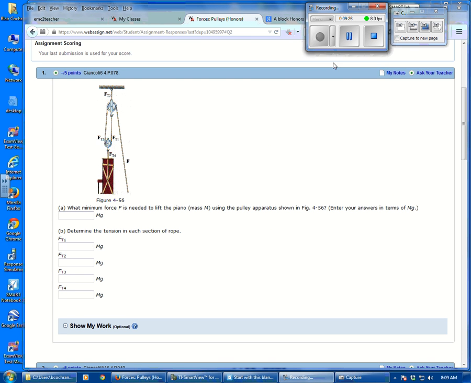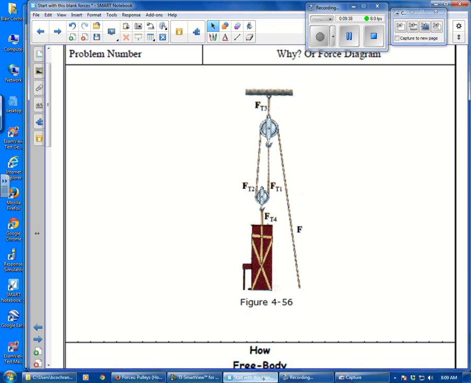All right, so we're going to move on to number 1. The minimum force F, plus the piano, all the other tensions they want. Okay. So, number 1.